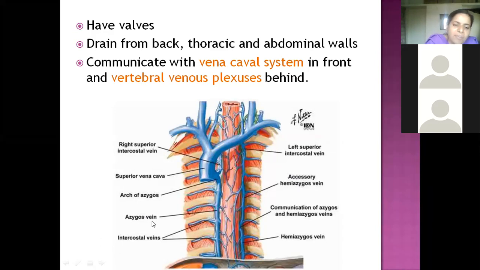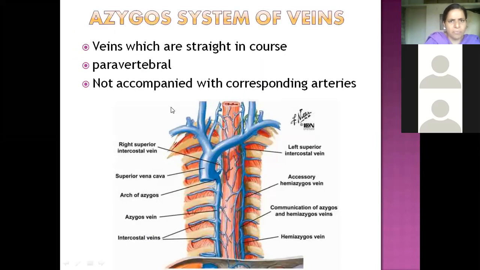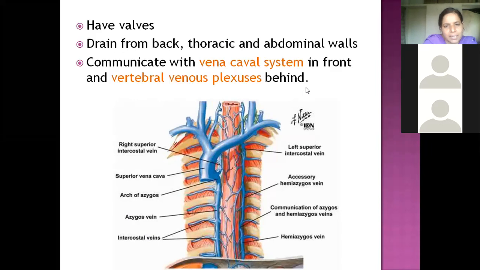The meaning of azygous is unpaired. We don't have right and left mirror images, but they are different. Let us see what difference they have. Before this, you see this system of veins on either side of the esophagus; these veins are straight in course, paravertebral, meaning on either side of the vertebral column, and they are not accompanied by corresponding arteries.